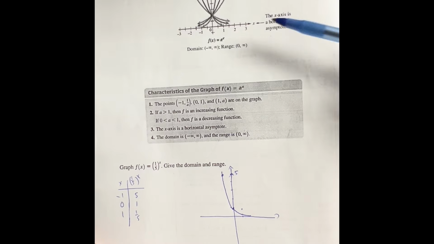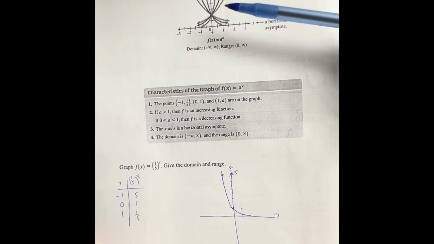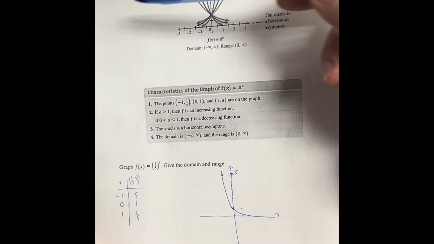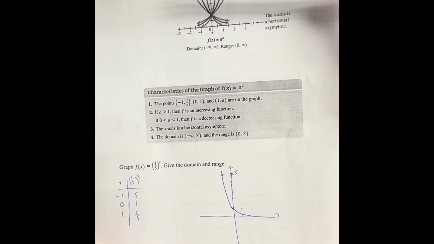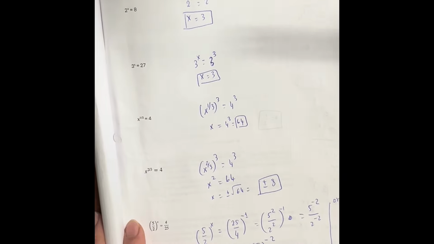Also, the function is either increasing or decreasing. So therefore, it is a one-to-one function, because it would always pass the horizontal line test. It would touch only one point. And since it's a one-to-one function, we can use this property.